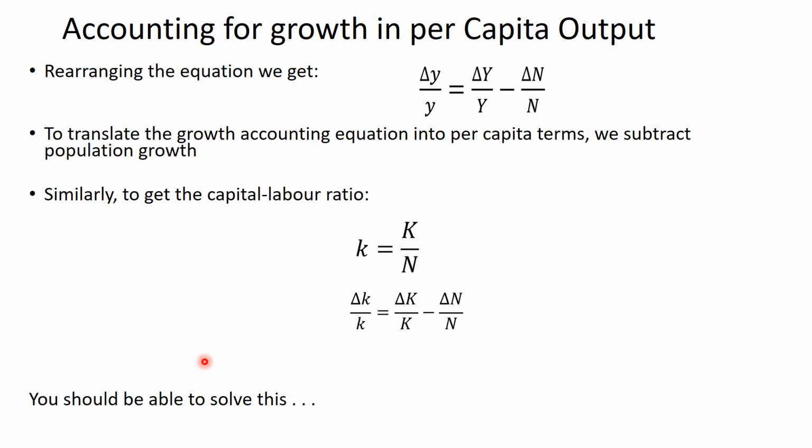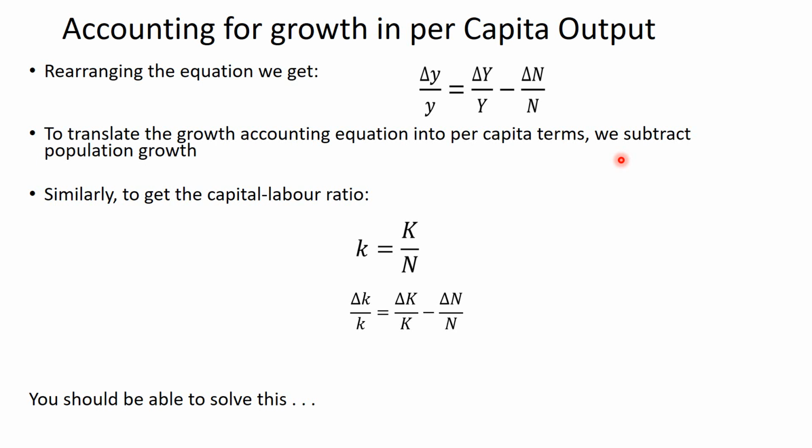Alright, if we were to now rearrange that equation and make the growth rate in output per person the subject, in other words, what we've done is we've put in here on the left-hand side, what we're interested in is the growth rate in output per person. That then becomes equal to total output growth less the growth in the population. So to translate the growth accounting equation into per capita terms, we subtract population growth.